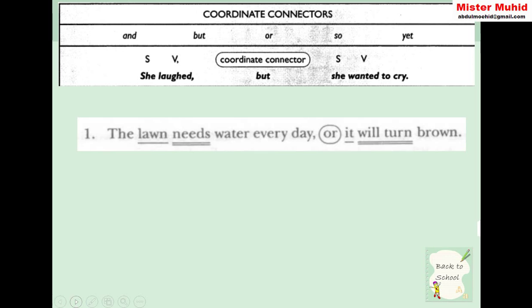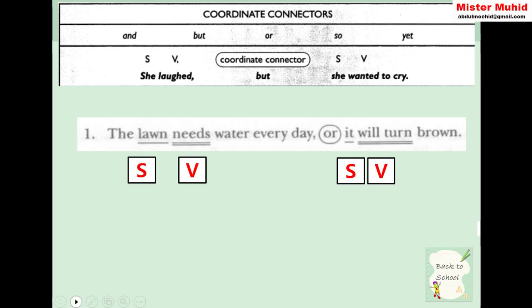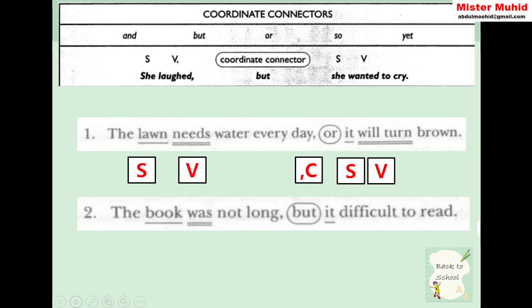Number 1, the lawn needs water every day, or it will turn brown. Is it correct or incorrect? Okay, so let's see. The subject is lawn, the verb is needs, and then subject again, it, and then will as the modal, but we say it is a verb, and then or is the connector, and before the connector there is a comma, so it is correct.